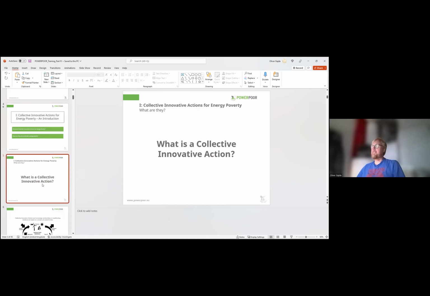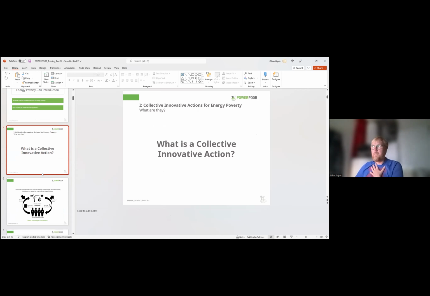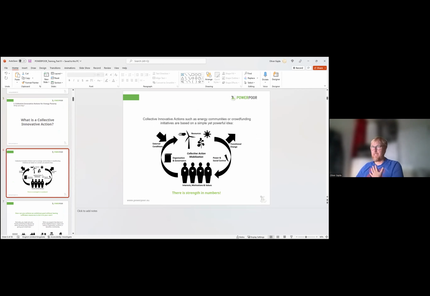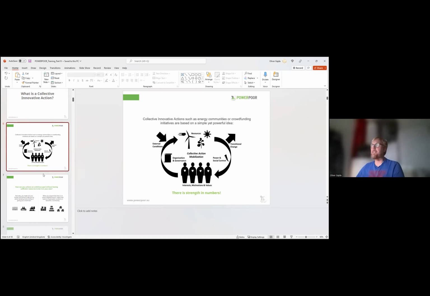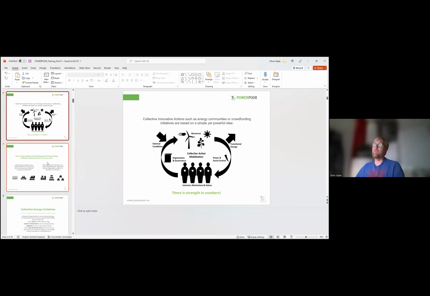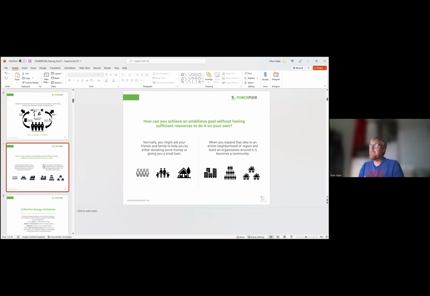Let's discuss what a collective innovative action is, but I assume you all know it, so I don't have to spend too much time on here. It's basically collecting needs of a number of people or even organizations and pooling the resources in order to have greater negotiation power or being able to address financial needs in a joint approach. So normally that is asking your friends or your family, can you give me some money? Can you lend me money?